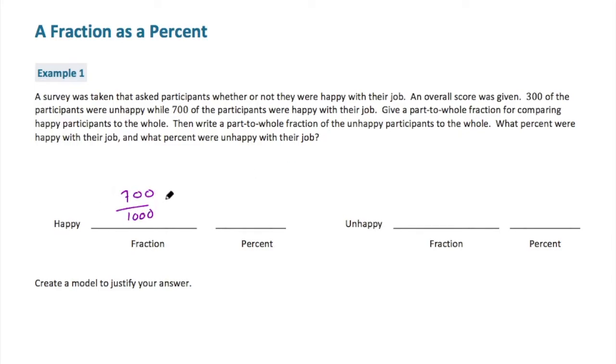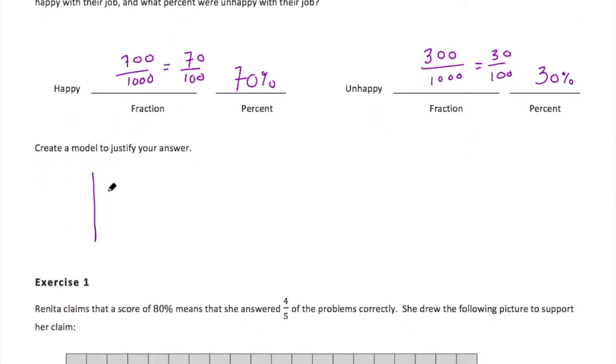Okay, let's pause there. 7 over 10, or 700 over 1,000. That is 70 over 100 divided by 10, or 70%. For unhappy, that's 300 over 1,000. We can divide by 10 and get 30 over 100, or 30%. Remember, percentages are out of 100, so if we just make fractions out of 100, we're in good shape.